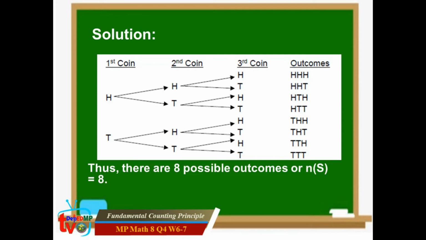The outcomes are: the first is head, head, head. Second is head, head, tail. Third is head, tail, head. Fourth is head, tail, tail. Fifth is tail, head, head. Sixth is tail, head, tail. Seventh is tail, tail, head. And eighth is tail, tail, tail. Thus, there are 8 possible outcomes, or n(S) is equal to 8.